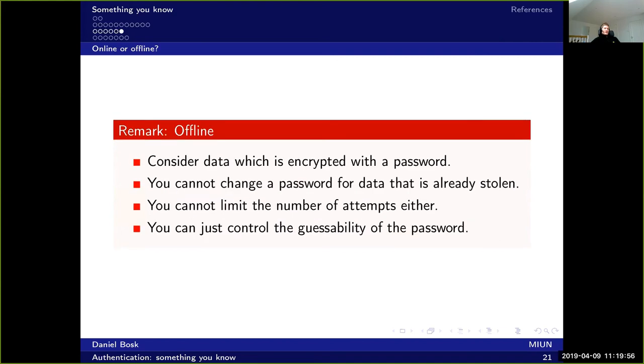Now, as a final remark for the offline case, consider data which is encrypted with a password. Here we cannot change the password for data which is already stolen. We cannot limit the number of attempts either, because the adversary has the data and there is no way we can control what the adversary does with the data. So the only thing that we have to play with here is the guessability of the password that we had set when the data was stolen.